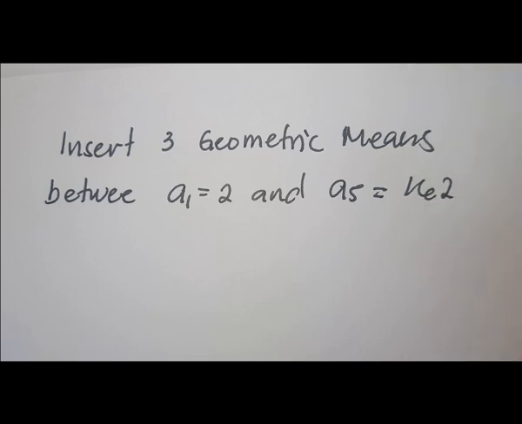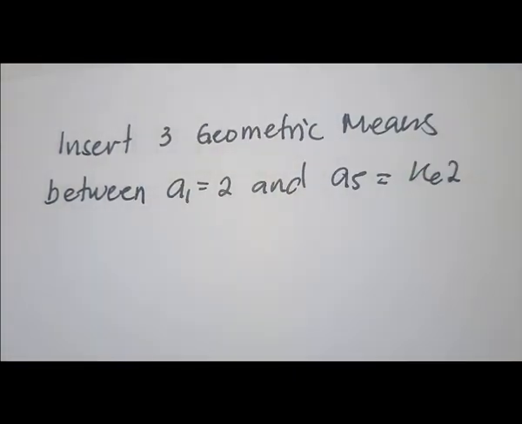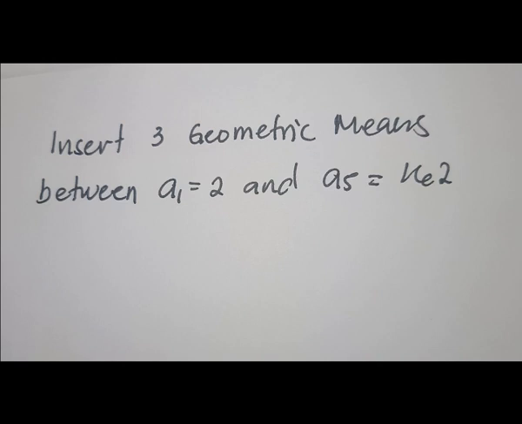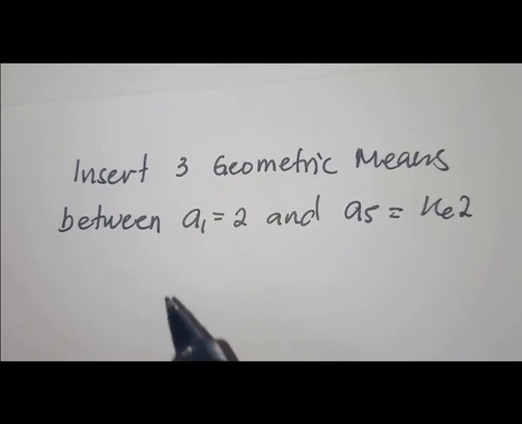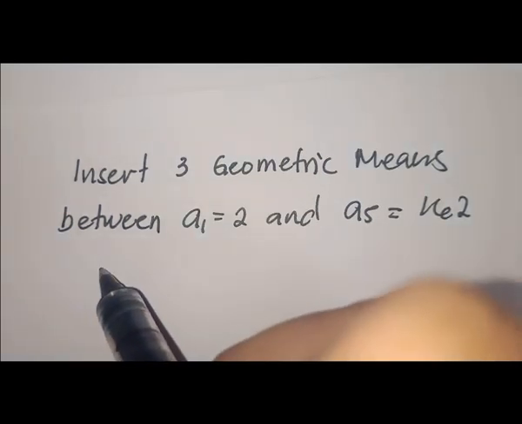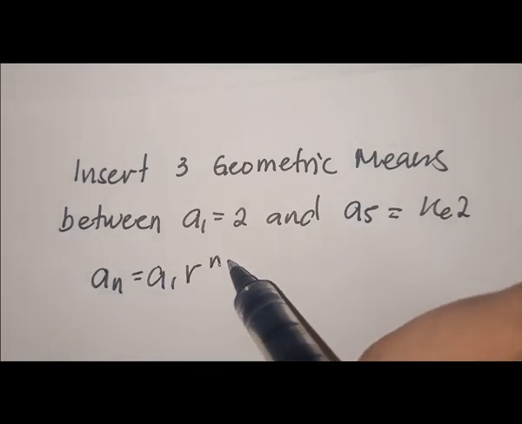Okay, so let's have another example of geometric means here. The problem here is we need to insert 3 geometric means between a sub 1, which is equal to 2, and a sub 5 is equal to 162. So, syempre, para mahanap natin yung 3 geometric means between a sub 1 and a sub 5, we still need to use the formula, no? A sub n is equal to a sub 1 times r raised to n minus 1.